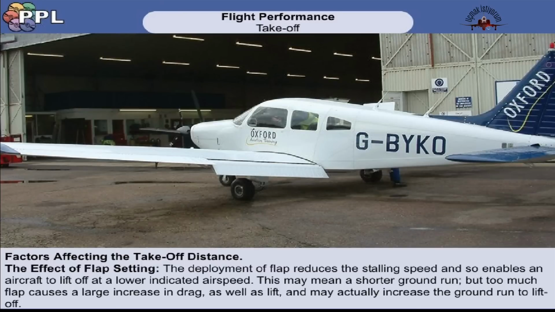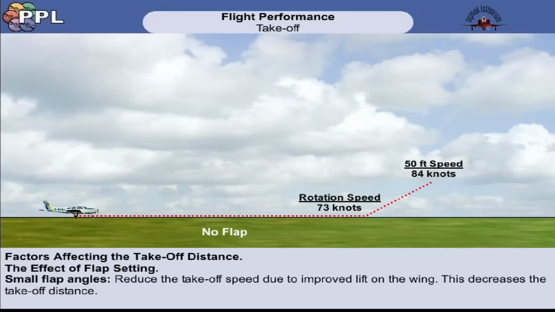Flaps are trailing edge devices used to increase the camber of the wing and generate more lift, thereby reducing the stalling speed. However, a lot of flap will dramatically increase drag as well. Let's take a look at how different flap angles can affect the takeoff distance. With no flap, the aircraft will accelerate and then climb to the screen height as shown.